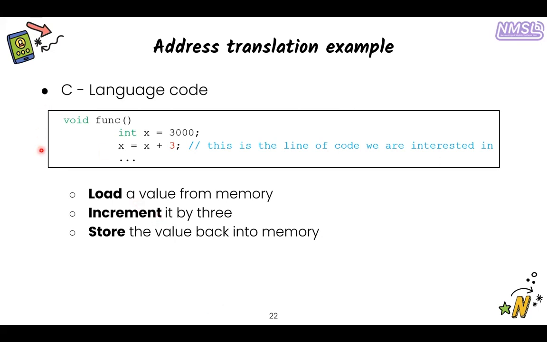So this is a very simple piece of C code. What happens here is that first, you load a value from memory. So you have X, then you load the value, and then you increment it by 3. Then you store the value back into memory. So there were 3 steps involved.